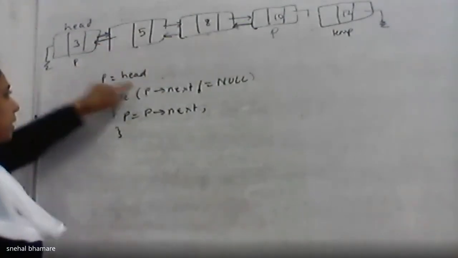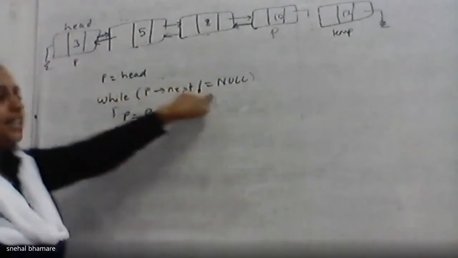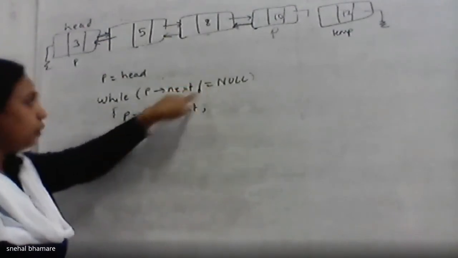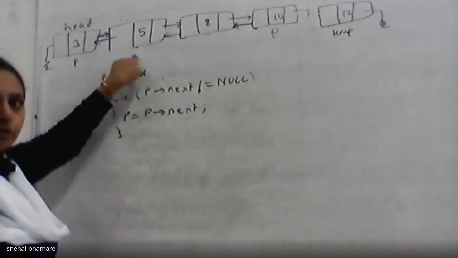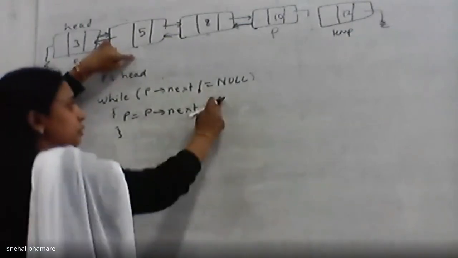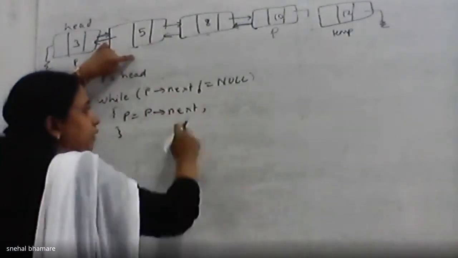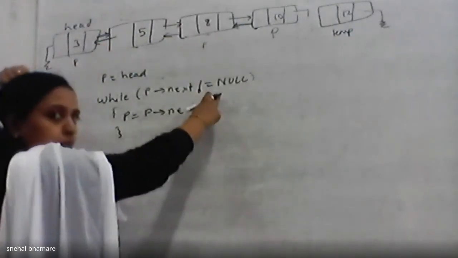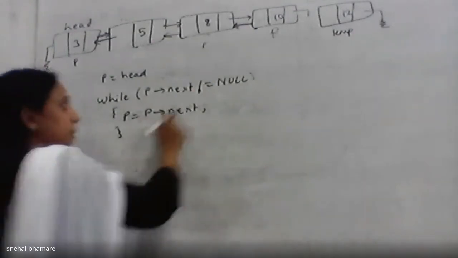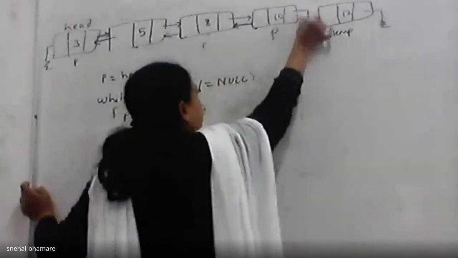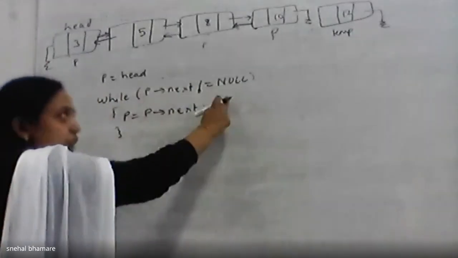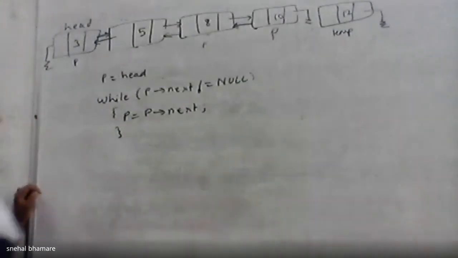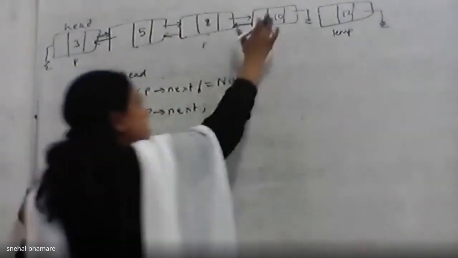Check the condition. P is equals to head, so P will point to this. P next is null? No, it is not equals to null. So the condition is true. P is equals to P next. P will point to this node. Again check. P next equals to null? No, condition true. P is equals to P next. P will come to this location. Again check. P next not equals to null. No, condition true. P is equals to P next. When it comes to this location, P next is null. The condition becomes false, right? So the loop will terminate and P will point to this last location.